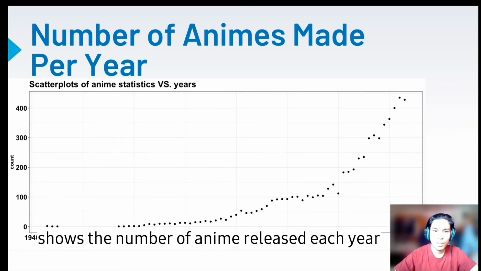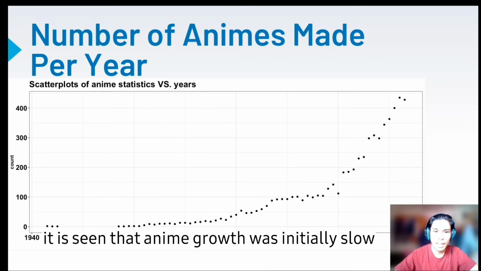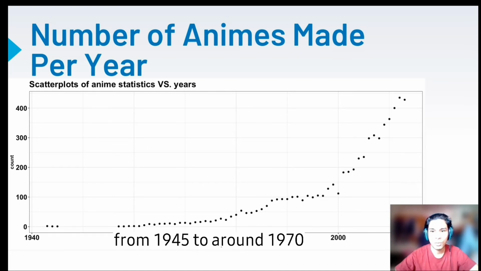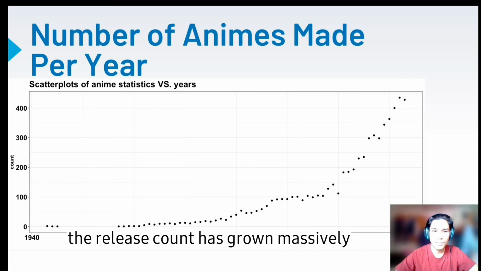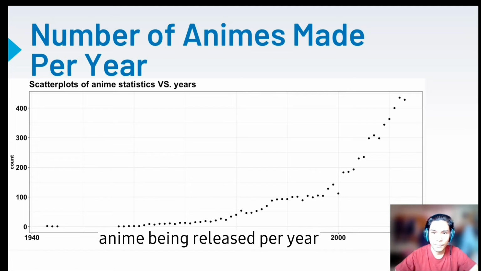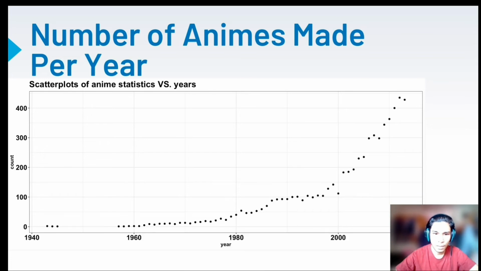The plot above shows the number of anime released each year since 1945 to the end of the 2010s. It is seen that anime growth was initially slow, with less than 50 anime released each year from 1945 to around 1970. But since then, the release count has grown massively, all the way to more than 400 anime being released per year. This is exceptional growth and just shows how much the industry has grown over the years.